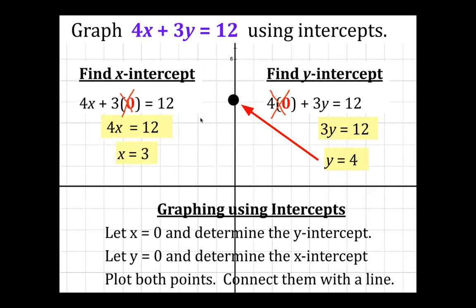And now that you have your isolated x value, which is 3, you know that your x-intercept, or the point on your x-axis where the line will cross, will be 3. So go ahead and plot that. Now the minimum points you need for linear equations is 2. So now that you have your 2 points, you can go ahead and connect them with a line.